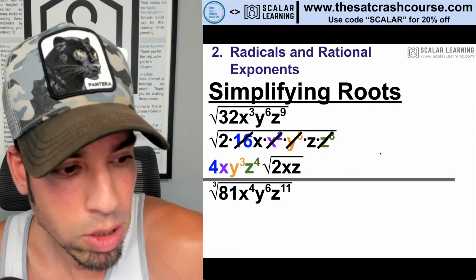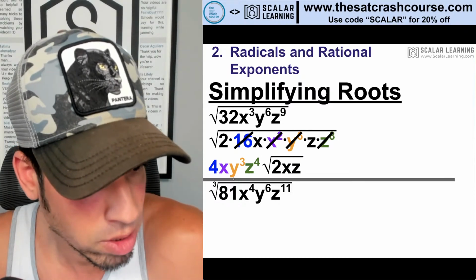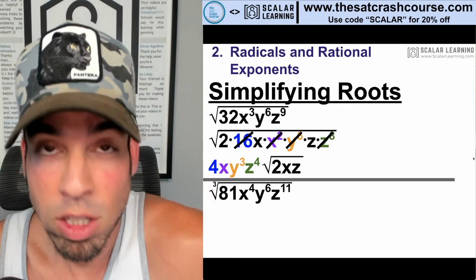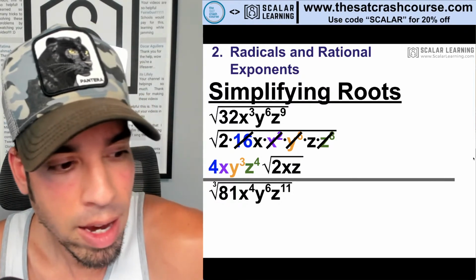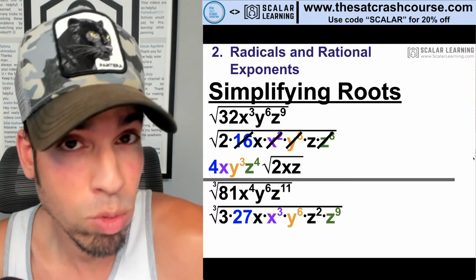What about if we're simplifying a cubic root? You're going to do the same thing, right? Notice that little 3 is the index. So we're taking a cubic root. Again, we're going to try and find the perfect cubes. And I know there's a perfect cube in 81 because it's 3 times 27. 27 is 3 times 3 times 3.